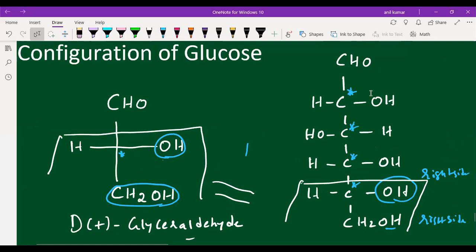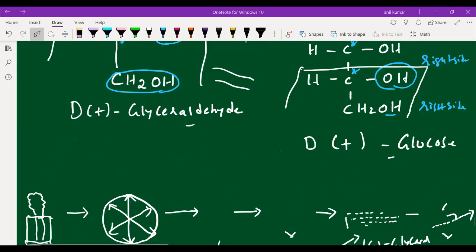One student is asking, sir, are D plus and L minus named by clockwise and anti-clockwise rotation? Okay, Muzib, you have asked a very good question. This D and L configuration we can assign by seeing the molecule. Students, once again I am making it clear because many students are confusing. D means it is configuration, students. This D we are calling as configuration or notation.